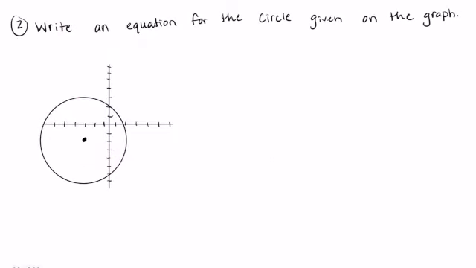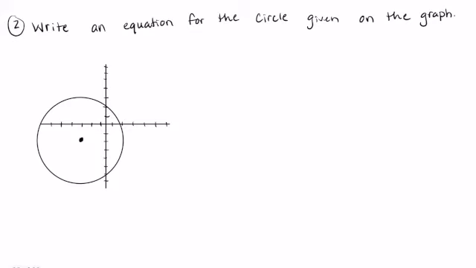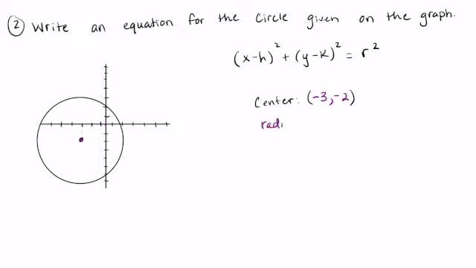Next, I want to write the equation for the circle if it's given to us on a graph. So again, I'm going to write (x − h)² + (y − k)² = r². First things first, let's go get our center. My center is going to be found at 1, 2, 3, so −3, and I'm going to go down 1, −2.